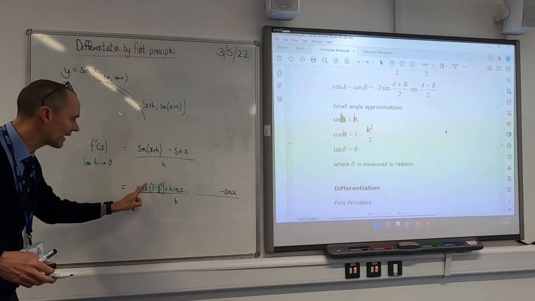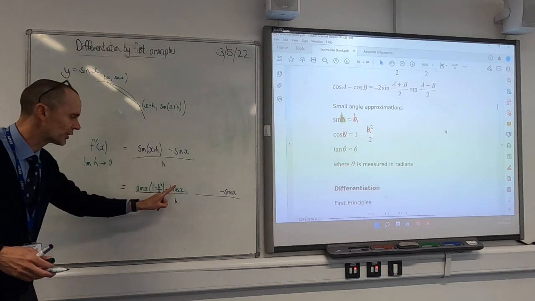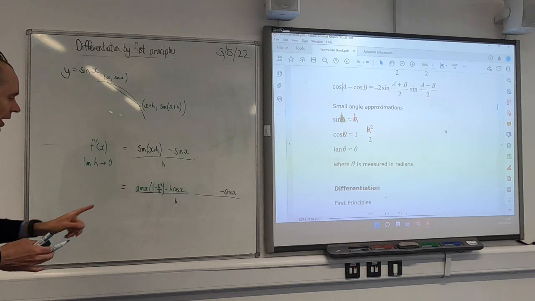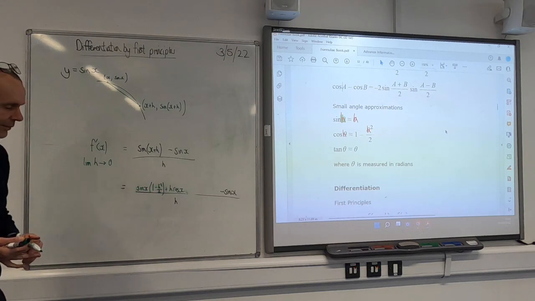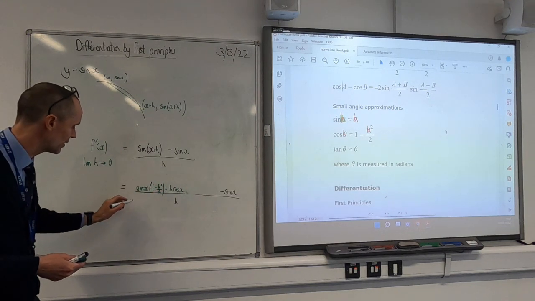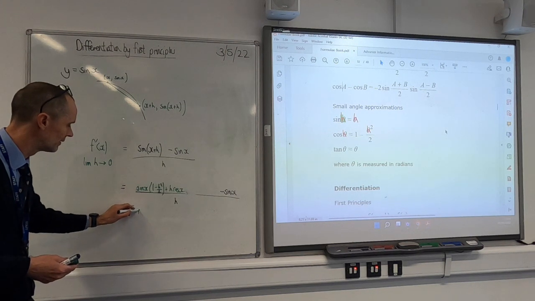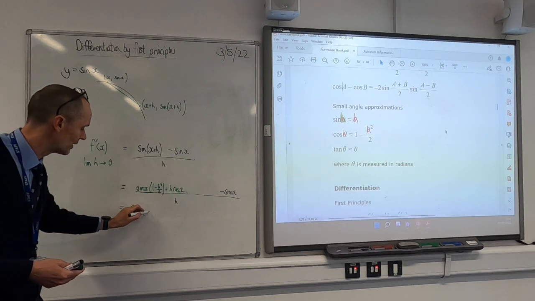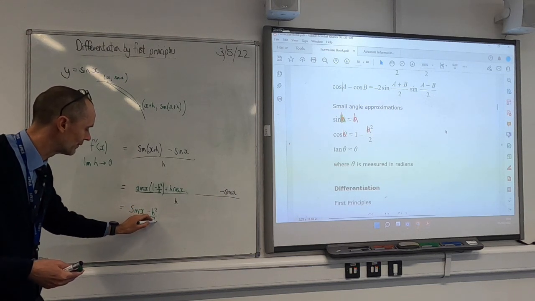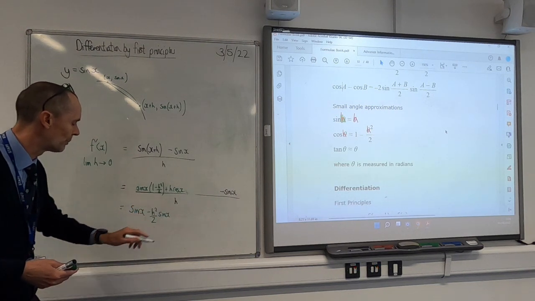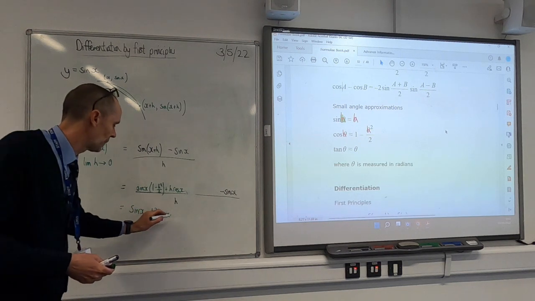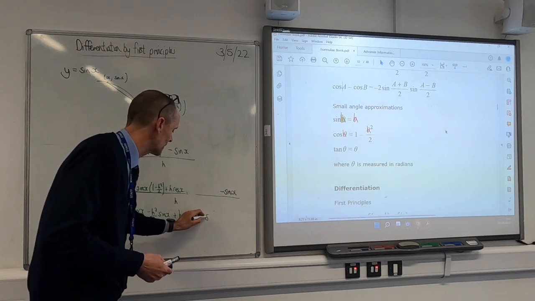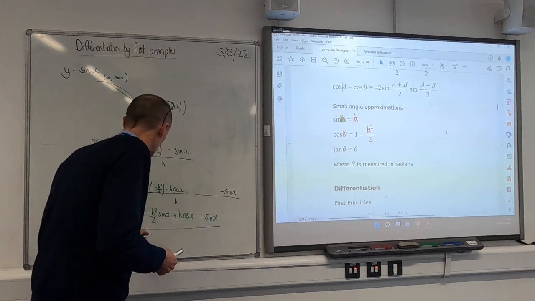So I've got sine x times this plus h times cos x, take away sine x. I'm going to multiply this bracket out. I've got sine x times 1 and sine x times minus h squared over 2. So I'm going to write the minus h squared over 2 in front of it, because that's not part of the angle, plus h cos x minus sine x, that's been there all along, all divided by h.